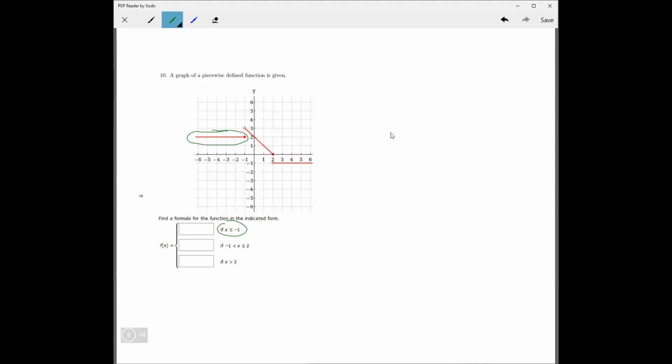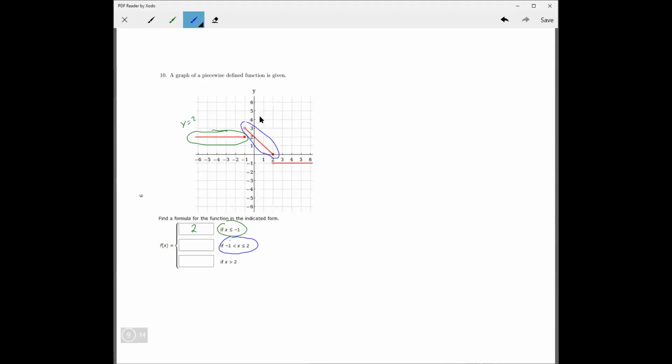Now, if we extend this all the way out, then y equals 2 would be the equation for this graph if you were to keep on extending it everywhere. So if we just put a 2 there, that will cover the first part. Now the second part is from negative 1 to 2, and that's going to be this piece.